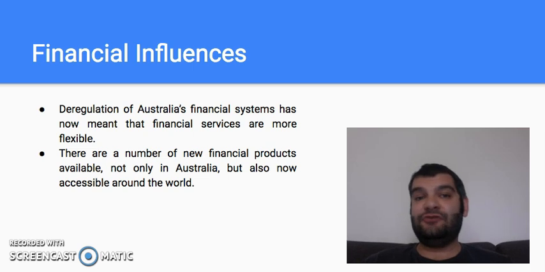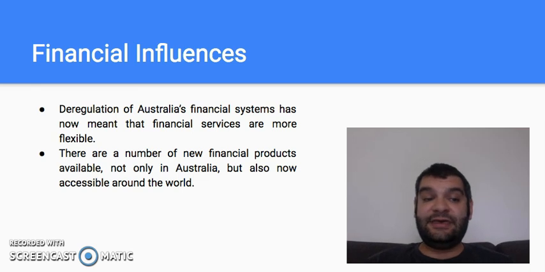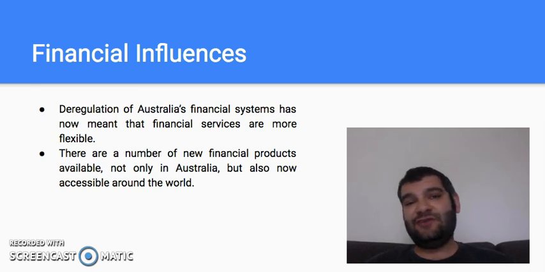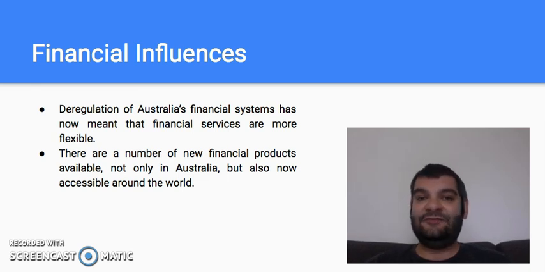However, they can't control the type of product that is offered, they can't control the interest rate that is offered, and they can't control any global implications that has as well. So just like the economic influences, they need to come up with some strategies to help mitigate any negative impacts from global or even local financial services.